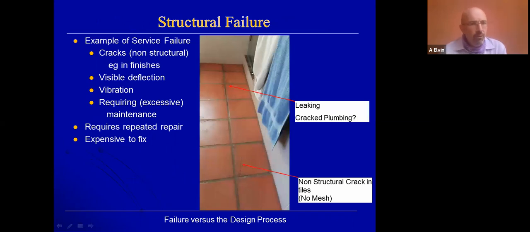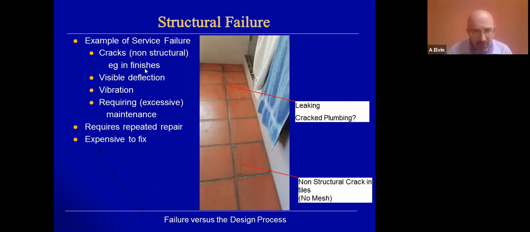Now, we can classify failure in a more complicated way. There are service failures and there are ultimate limit state failures. Examples of a service failure would be cracks which are non-structural, for example in finishes, visible deflections or vibrations, or requiring excessive maintenance.